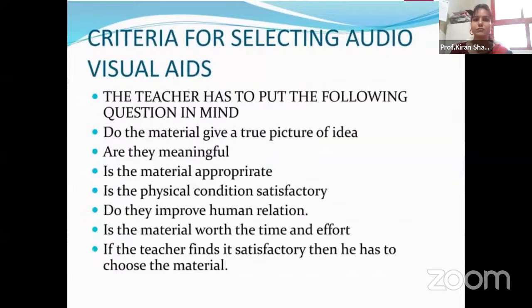Now the criteria for selecting audio visual aids. While you are selecting your AVAs, what criteria should you see? The teacher has to put the following questions in mind. First, does the material give a true picture of the idea? Are they meaningful? Is the material appropriate? Is the physical condition satisfactory? Do they improve human relations? Is the material worth the time and effort? If the teacher finds it satisfactory, then he has to choose the material.